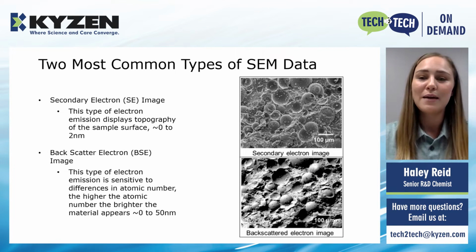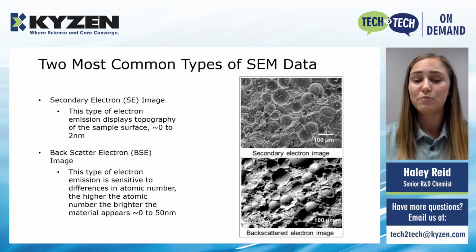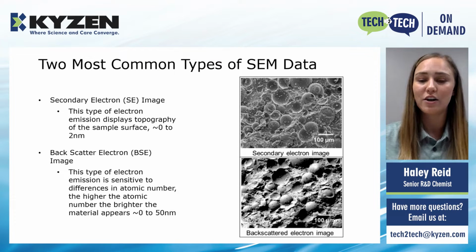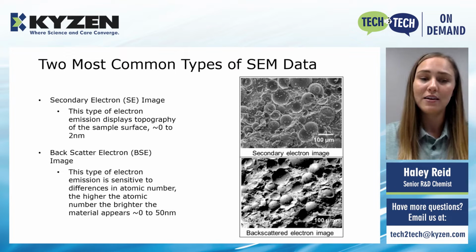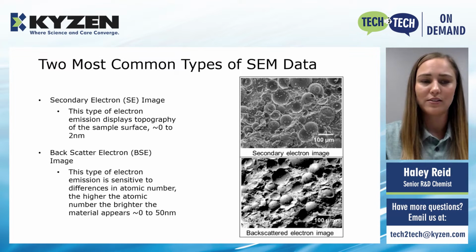So the two most common types of SEM data are gathered by the two most common detectors, which are secondary electron, SE, or backscatter electron, BSE. Secondary electron is a topography method. It shows you surface changes between 0 and 2 nanometers deep into the surface, so it's very sensitive to what the surface looks like. On the right, you're going to see high and low points in that top image, as well as grains of sand sprinkled on it. This is a great method to look at just what your surface and your sample look like.